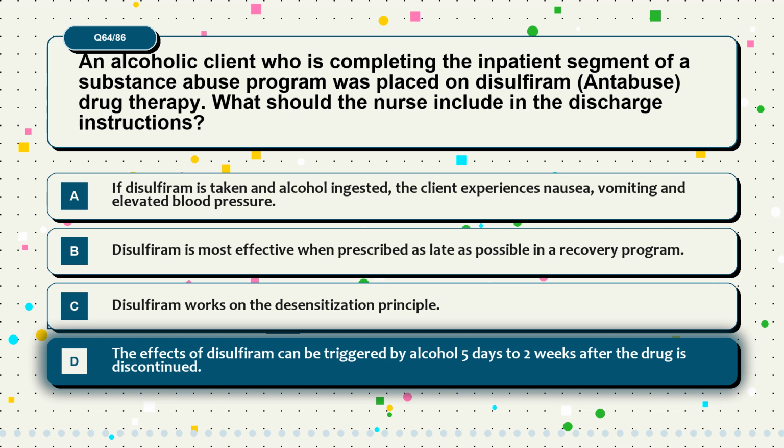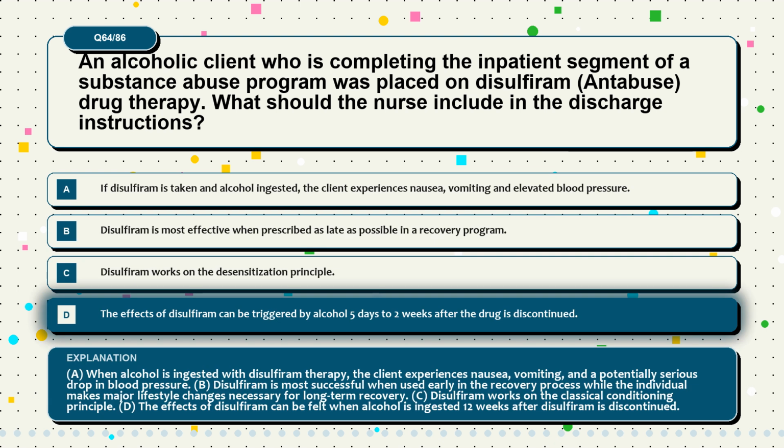The correct answer is option D. The effects of disulfiram can be triggered by alcohol 5 days to 2 weeks after the drug is discontinued. When alcohol is ingested with disulfiram therapy, the client experiences nausea, vomiting, and a potentially serious drop in blood pressure.